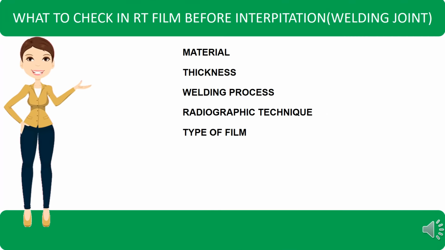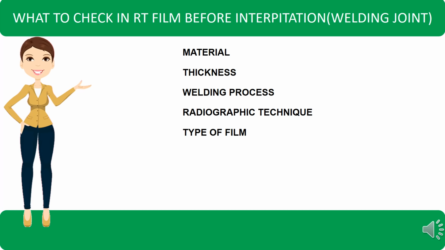Separately, these factors are elaborated in detail. The first factor is material, since a few defects depend upon the type of material. For example, oxidation in the root pass occurs only in material having chromium 5% or more, like stainless steel, a few alloys, etc. Thickness: lower thickness material usually shows very light defect indications. Welding process: different welding processes usually cause different defects, like GTAW may cause tungsten inclusion, SMAW may cause slag inclusion, etc.